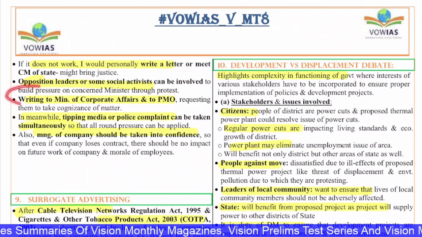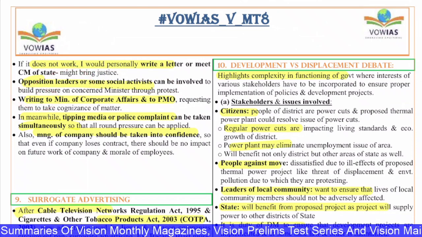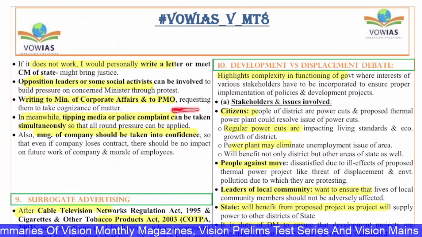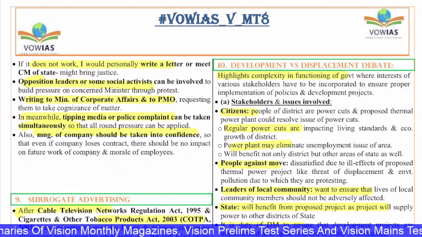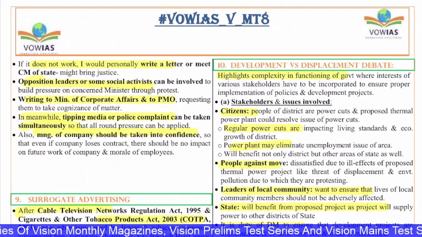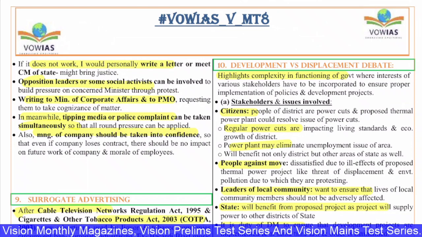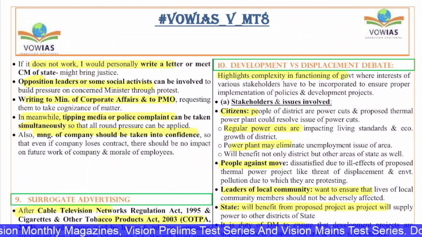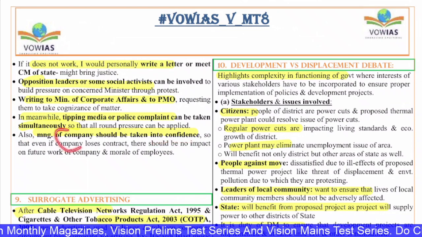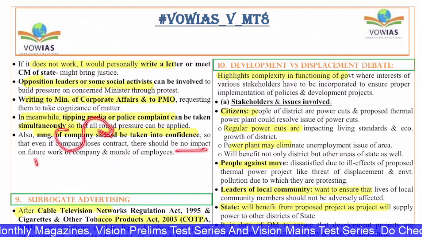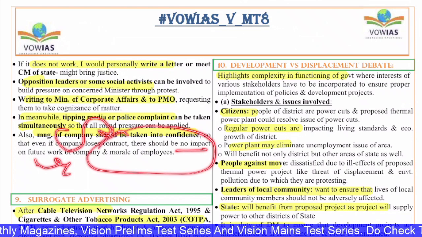Writing to the Ministry of Corporate Affairs and to the PMO, requesting them to take cognizance of the matter. In the meanwhile, tipping off the media or filing a police complaint can be done simultaneously so that all-round pressure can be applied. Also, the management of the company should be taken into confidence so that even if the company loses the contract, there is no impact on the future work of the company and the morale of the employees.